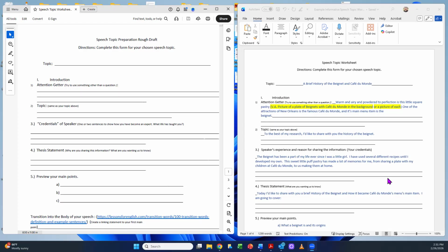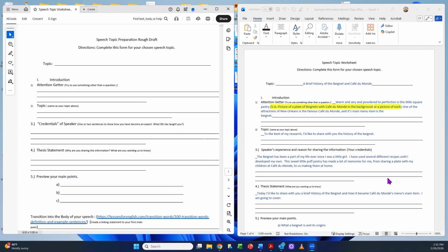Hi, let's talk about the informative topic worksheet. When you're preparing for your informative speech, just like you did for your how-to demonstration speech, you're going to fill out the topic worksheet. Same thing for the persuasive speech. For each speech, you're going to do a topic worksheet, an outline, and a visual aid.